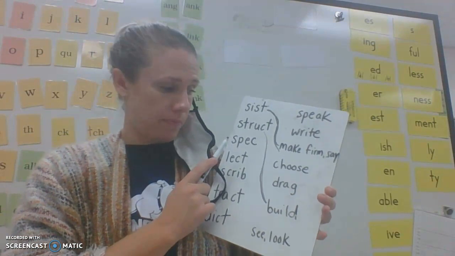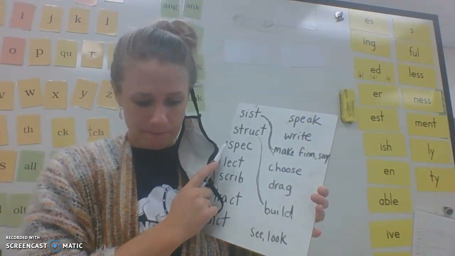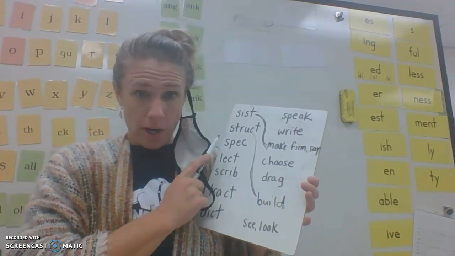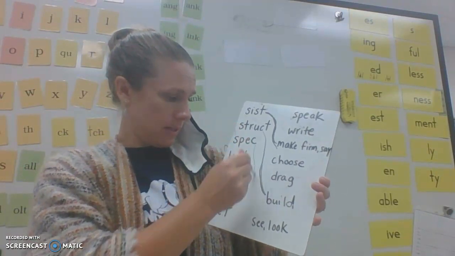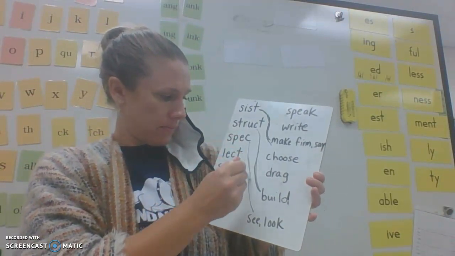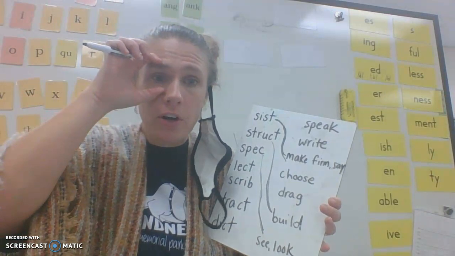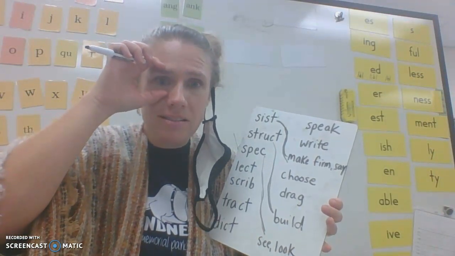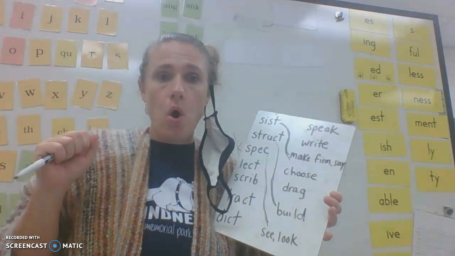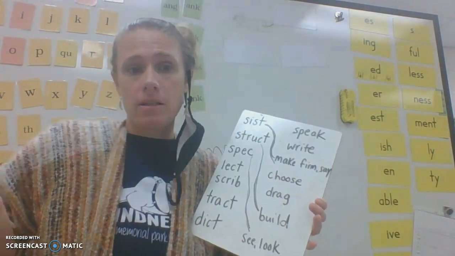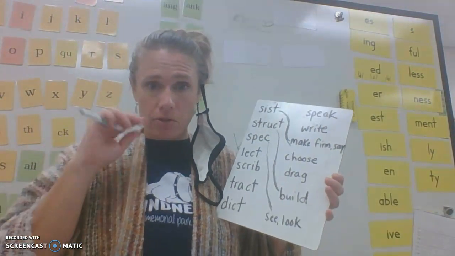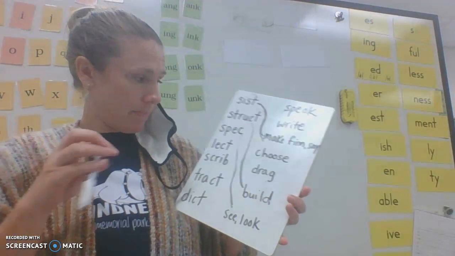What's the next root? Spec. And what did you draw spec to? See or look. Has anyone ever heard the word spectacles? It's another word for glasses. Or if you've been to a sporting event, you're a spectator because you just sit there and look and see.